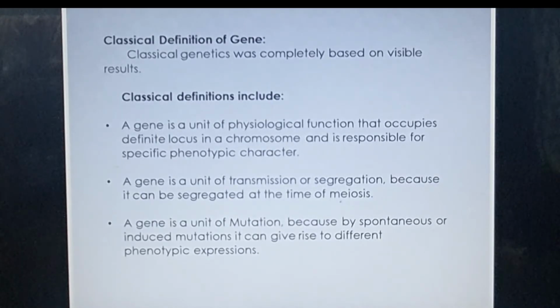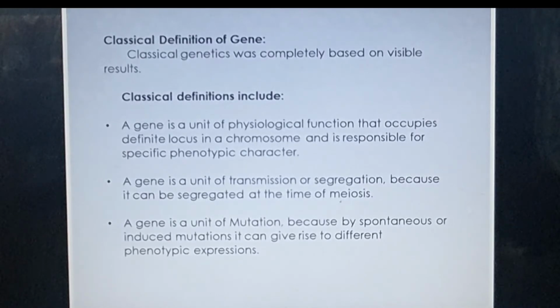The second one is that a gene is a unit of transmission or segregation, because it can be segregated at the time of meiosis. If you don't know about meiosis, we will study it later. For now, understand that meiosis is a process during cell division, in which one of the stages is segregation or separation of chromosomes. During this stage, chromosomes are separated into two parts before cell division. So a gene is a unit of transmission or segregation, because genes are also separated when chromosomes are separated. This is the second criterion.